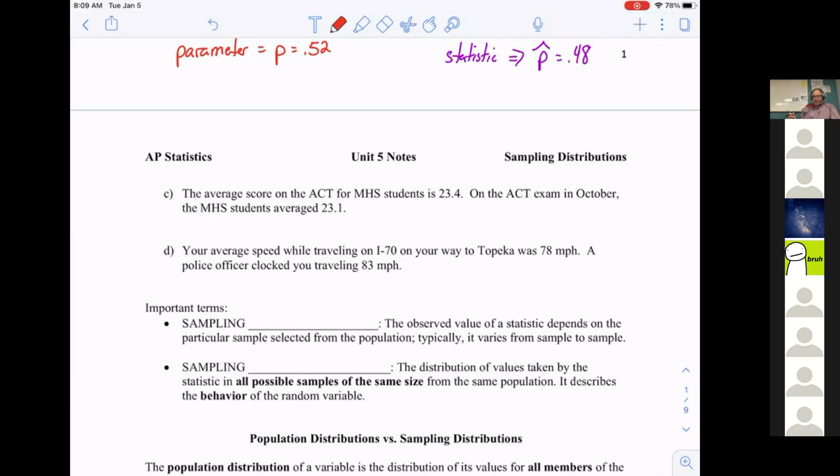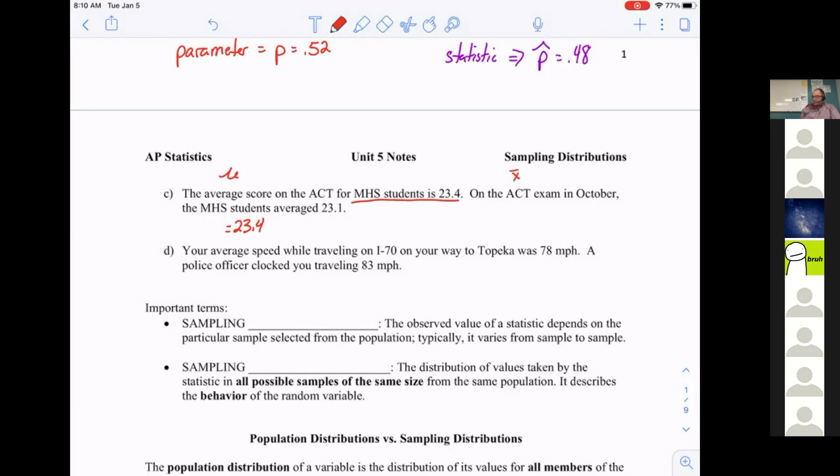All right. The next examples here. The average ACT score for MHS students is 23.4 on the ACT exam. In October, the MHS averaged 23.1. Okay, so even though they both say averages, this one is for MHS students in general. So something's going to be equal to 23.4. Is it going to be a mean mu, or is it going to be an X bar?